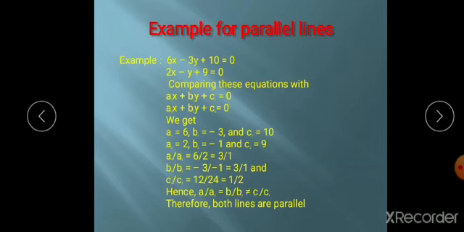So how to find out whether they are parallel or not? Let me consider one example. Here 6x - 3y + 10 = 0 and 2x - y + 9 = 0. Compare the same way. a1 is 6, b1 is -3, c1 is 10. And a2 is 2, b2 is -1, c2 is 9. Again divide a1 by a2, b1 by b2, c1 by c2. You will get at the end a1 by a2 is equal to b1 by b2 but not equal to c1 by c2.